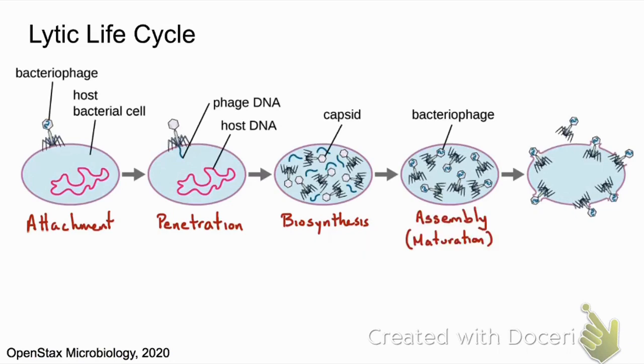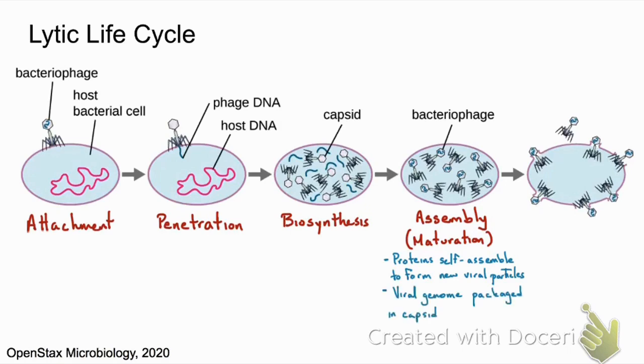In the next step, assembly, which is also referred to as maturation, the bacteriophages will begin to self-assemble. Proteins that are part of the viral particle are going to start to interact with each other. And what we're going to find is that the viral genome is going to be captured or packaged into the capsid by a process that's more complex than what we're going to talk about in this video.